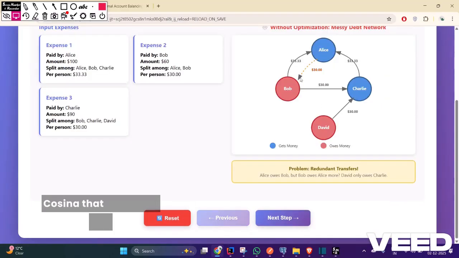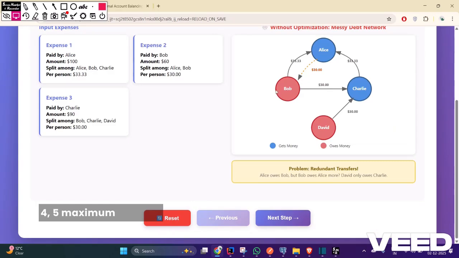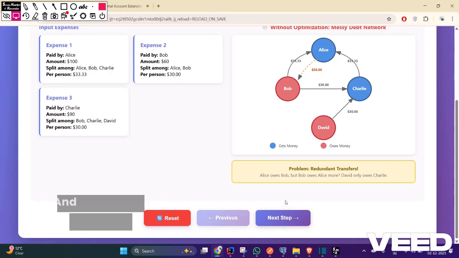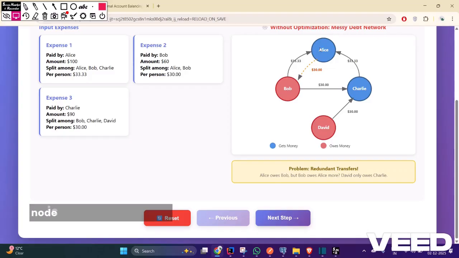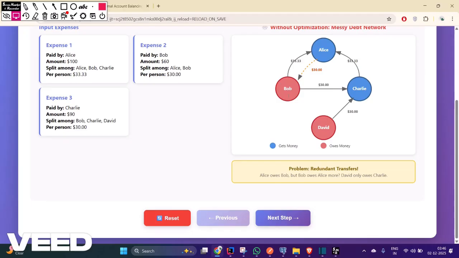Because now we have 1, 2, 3, 4, 5 maximum possible transactions in this scenario. And I guess that 6 is coming from the picture where every node is connected to every other node a single time. Yeah. That basically means every user pays every other user only a single time. Then it comes out to be 6. I guess the formula was n times (n minus 1) divided by 2, basic graph traversal.